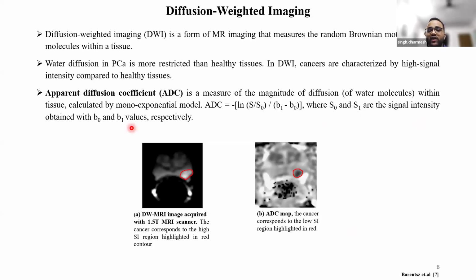B1 and B0 is a gradient factor, and so ADC is derived from diffusion weighted imaging. If a lesion is shown as bright in diffusion weighted imaging, it is shown as dark in the ADC, as per the PI-RADS rules.